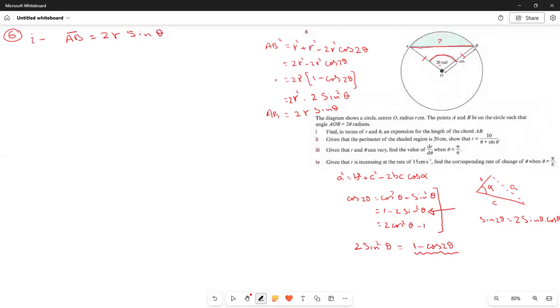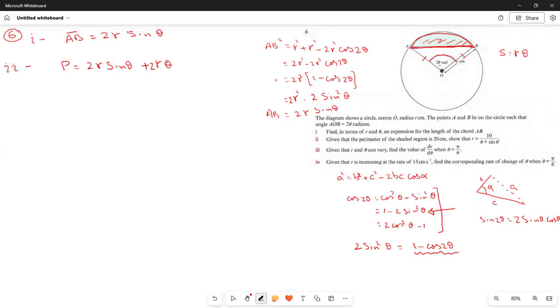Okay, now the second part of this question, it says, given that the perimeter of the shaded area is 20, show that, okay. Now this is a shaded area. It consists of two things. One is a straight line and one is the arc, right? Okay, and inside this we have this shaded area. So the perimeter is equal to the straight line distance AB. We know this is 2R into sine theta plus this arc length. Remember, arc length is equal to R theta. So this is R times 2 theta. So this is 2 times R theta.